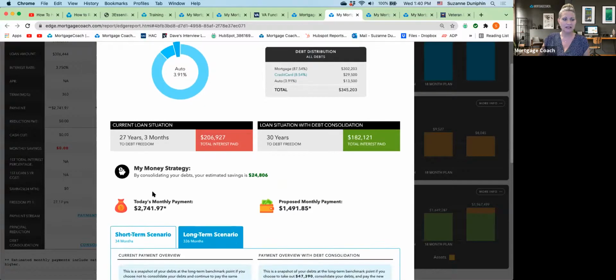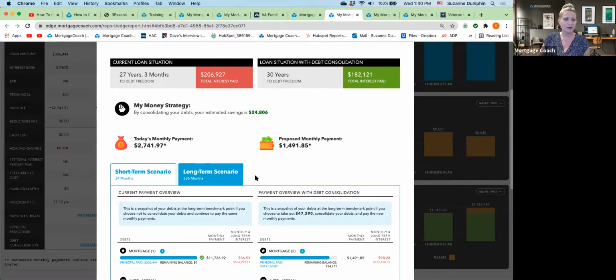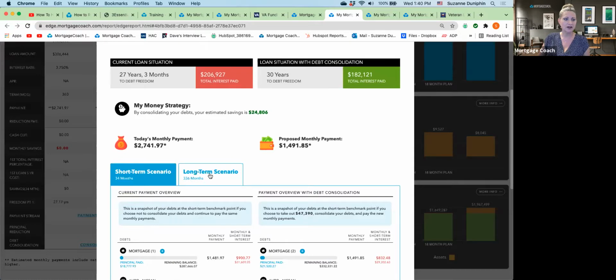Now, this is today's monthly payment. This is the proposed monthly payment. You'll also see in this modal short-term scenario and long-term scenario figures. Now, I want you to understand that these figures are 34 months out. Okay, so that's why they're not going to match this. There's a lot of confusion with the proposed monthly payment doesn't match what's on my short-term scenario.